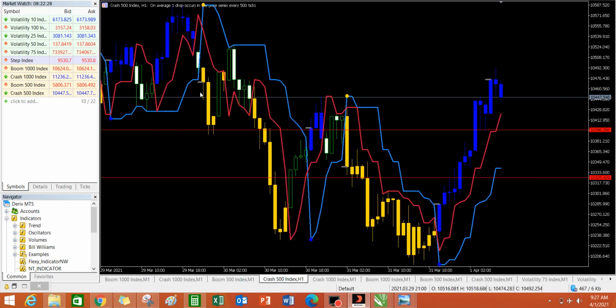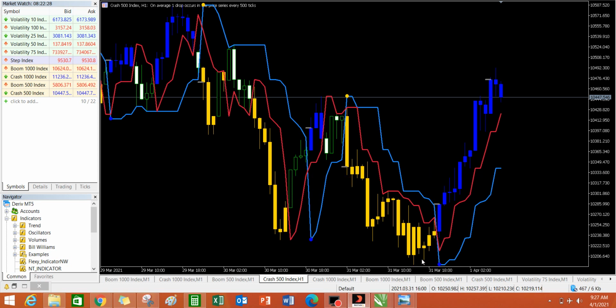Okay, this is Crash 500, and I'm analyzing it right now, and we are using our anti-indicator to do our analysis here. So let me quickly remove these. All these are just meant to map out the breakout actions that I was expecting, and it has actually happened.